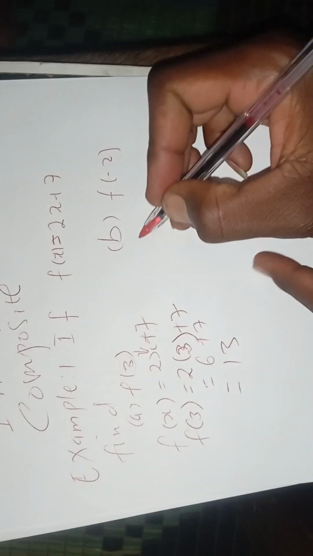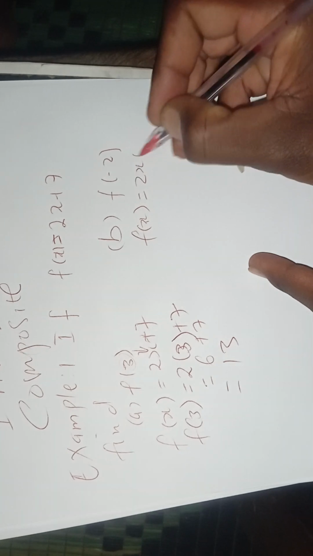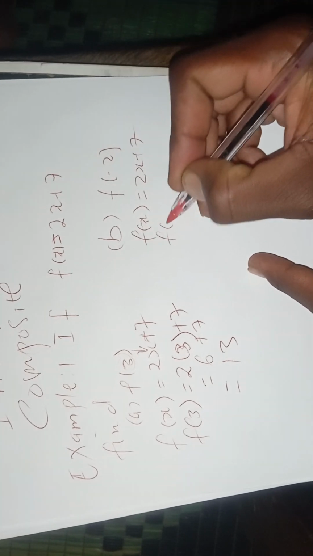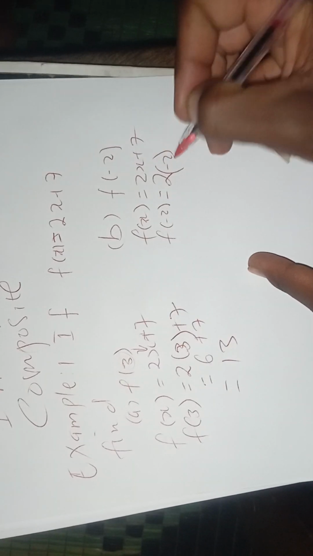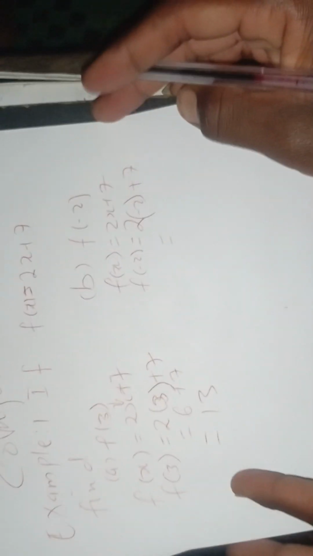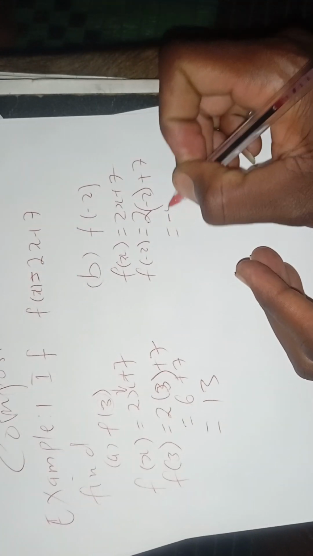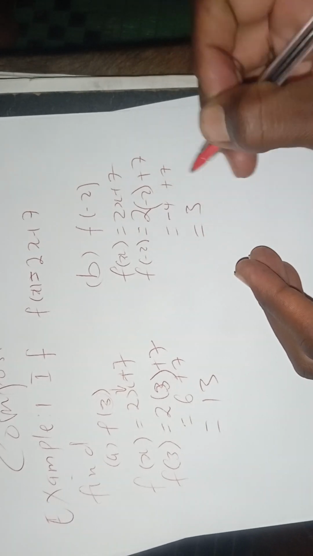So moving on to b, we will use the same function, f of x is equal to 2x plus 7. Then to find f of negative 2, we substitute on the value of x, which is negative 2, so 2 multiplied by negative 2, which is negative 4, plus 7, that results in positive 3. So moving on to example 2.